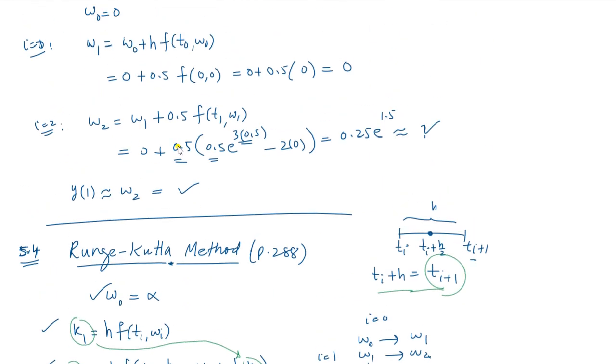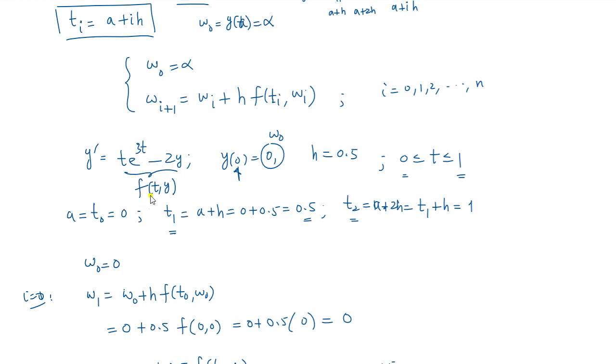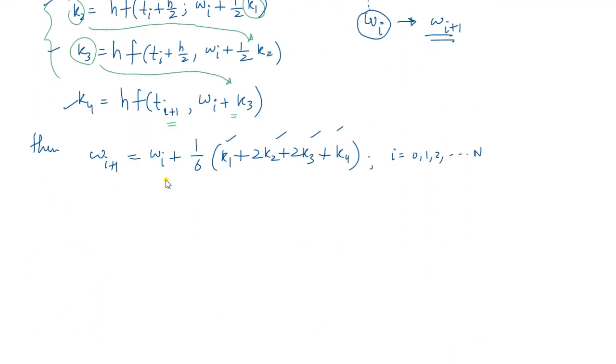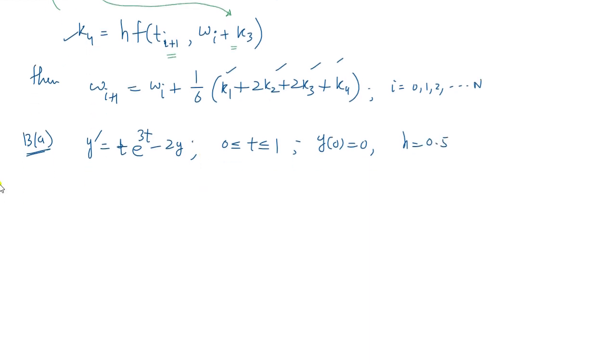Alright, so let's repeat this question. Here my function was t e to the power 3t minus 2y. So this is 13a, because in the 13th question he said repeat 1a, which is y prime is equal to t e to the power 3t minus 2y, and we are finding the values from 0 to 1. Y at 0 is equal to 0 and h is equal to 0.5. So if we change h, of course the ti's will change. So here we found t0 is 0, t1 is 0.5 and t2 is 1.